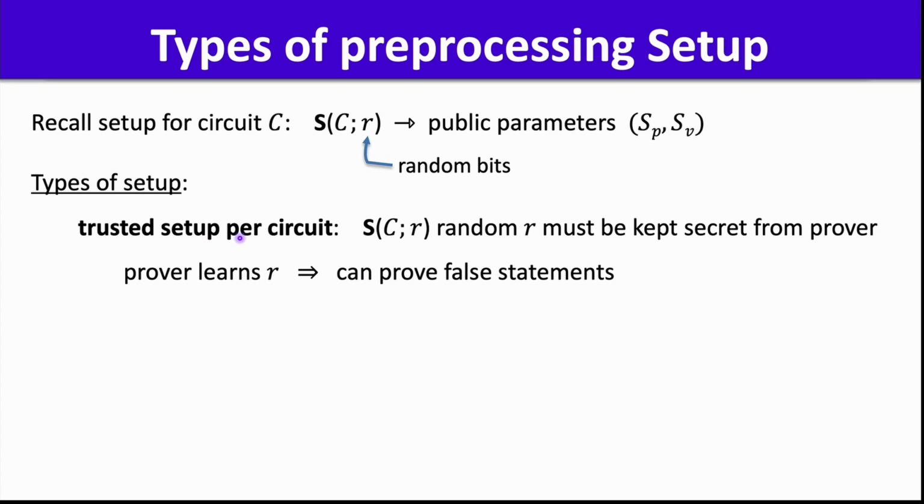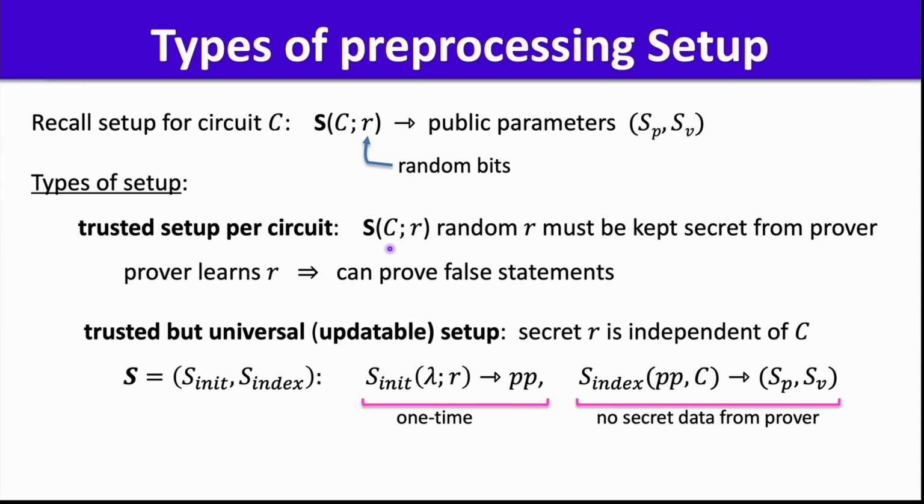The reason we say that this is a trusted setup per circuit is because for every circuit, you have to rerun the setup procedure using new random bits, and all those random bits would have to be kept secret. So if you want to pre-process one circuit, you'd have to run this and keep the random bits secret. If you want to process another circuit, you have to run this and keep those new random bits secret, and so on and so forth. So there's a lot of secrets floating around, and it's very important that those random bits are destroyed once algorithm S is done. Otherwise, again, the prover will be able to prove false statements.